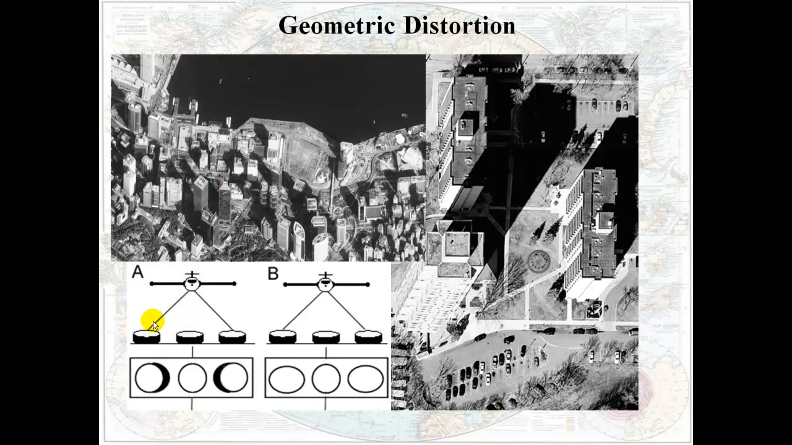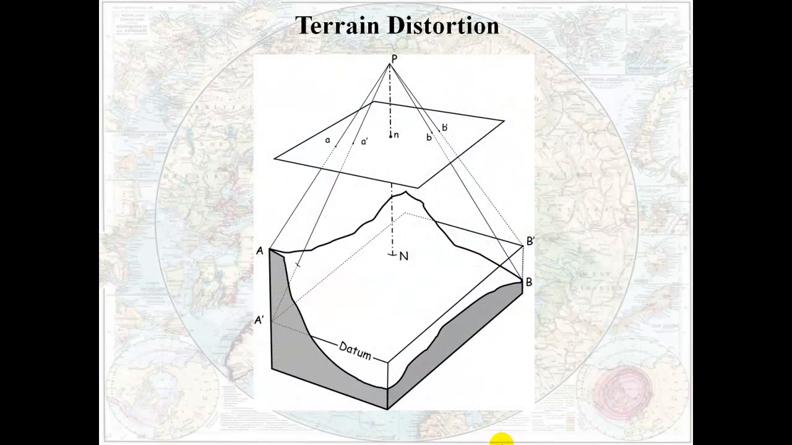Our plane is coming in here and it's capturing information off to the side. That's going to make things look elliptical when they're off nadir, and they'll be circular if they're circular in true life. They'll be circular when they're on nadir, and they'll be elliptical when they're off axis.